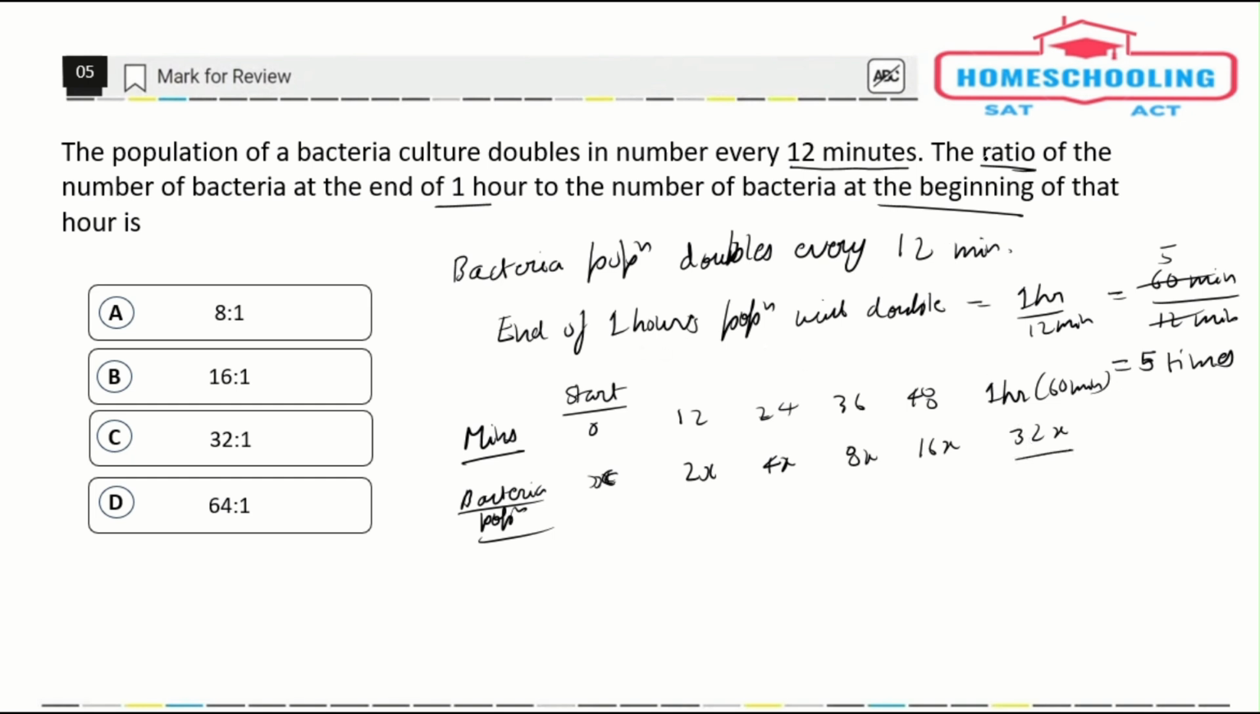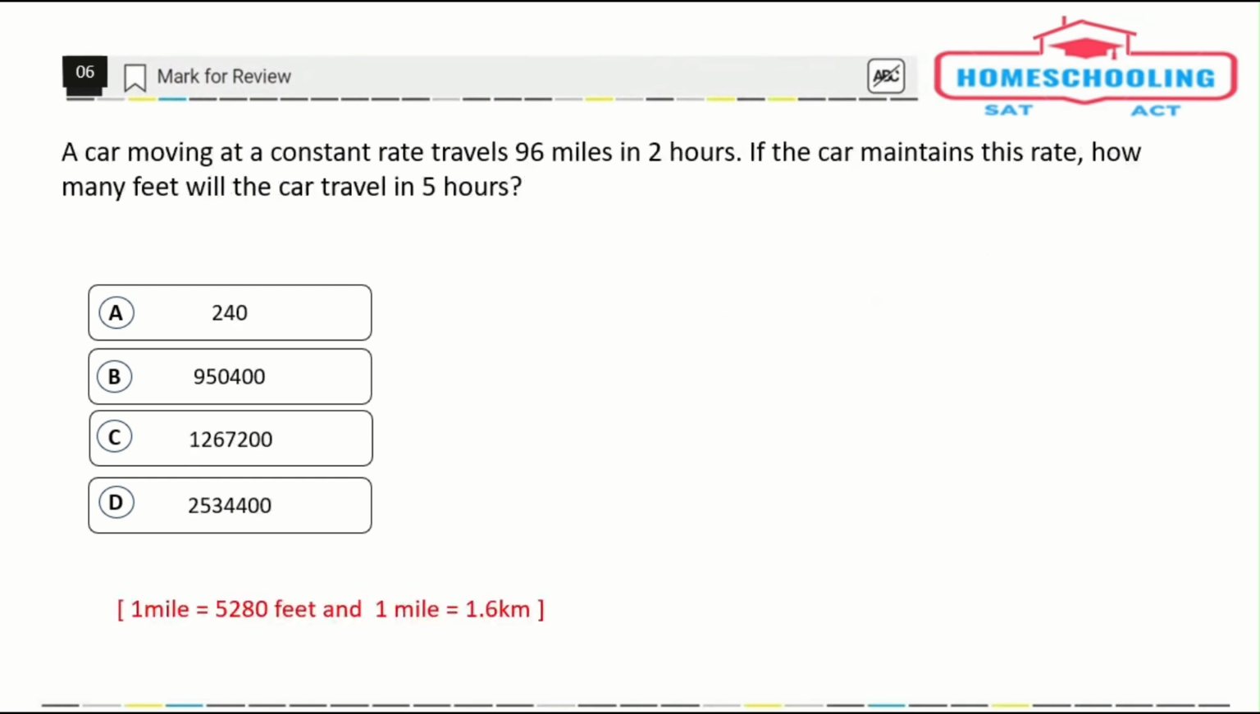So in the question it says that we have to find the ratio of bacteria at the end of 1 hour, that is 32x, to the number of bacteria at the beginning. At the beginning it was x. So the ratio would be 32:1. This is your answer. So option C would be your correct option. Now moving to the next question.